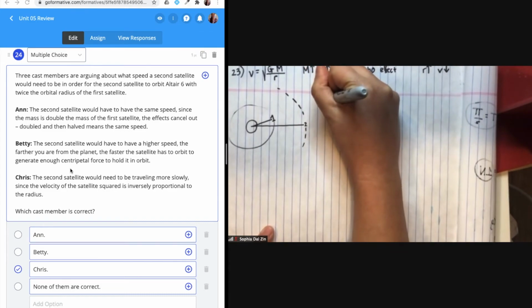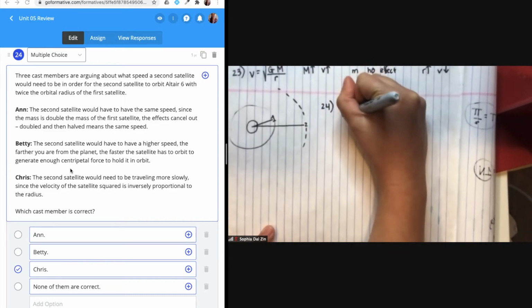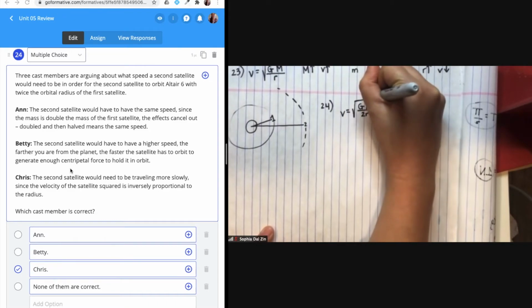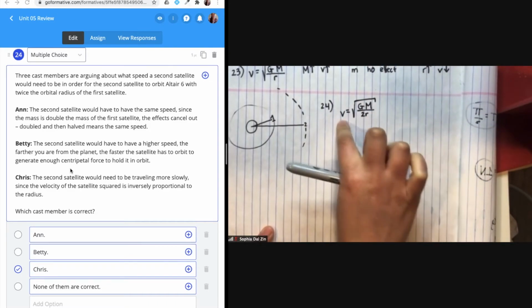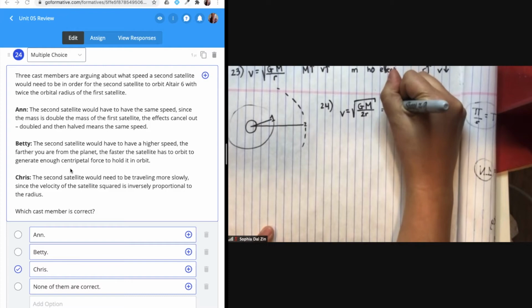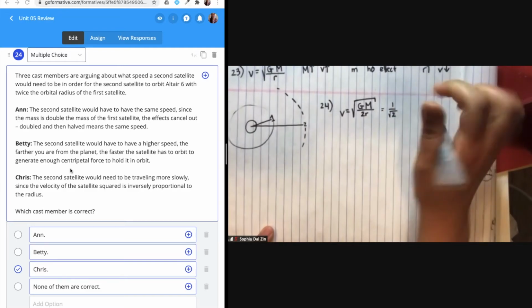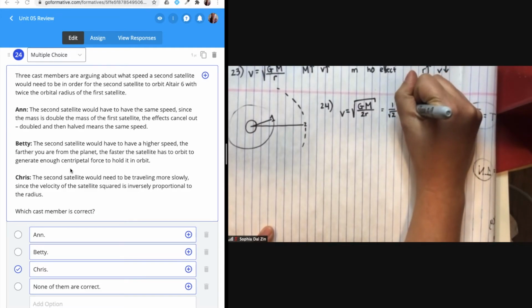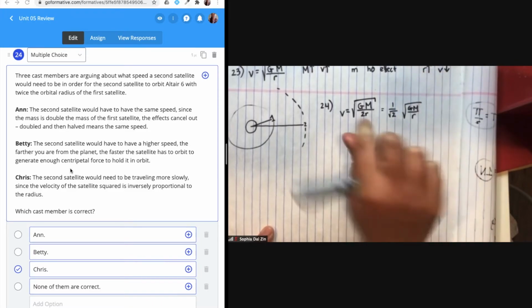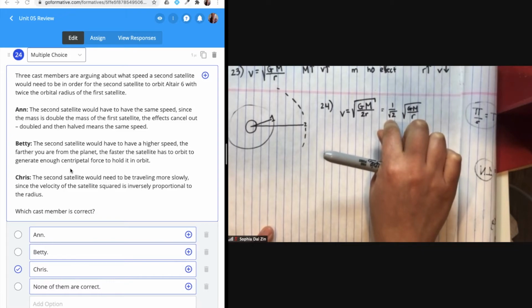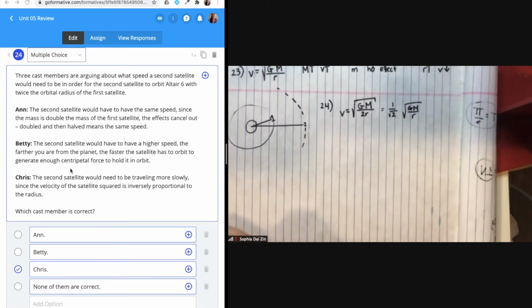And let us check how it would decrease. If I put a 2 for twice the radius here, and then separate these out like I was doing with proportions before, I end up with a square root of 2 in the denominator and 1 in the numerator. So I see that this number decreases the speed. The speed would be traveling more slowly, so Chris must be right.